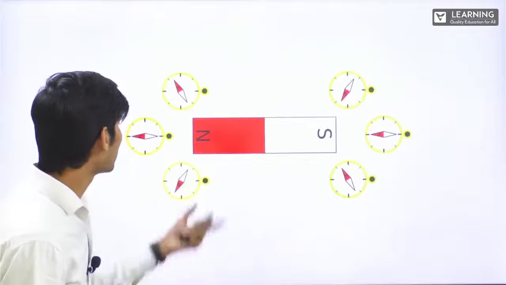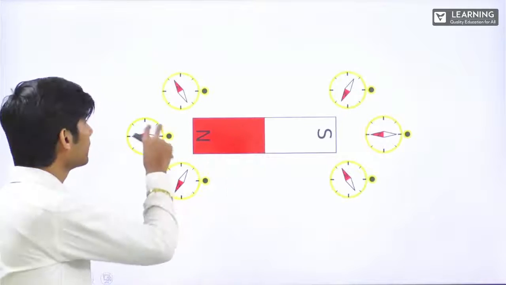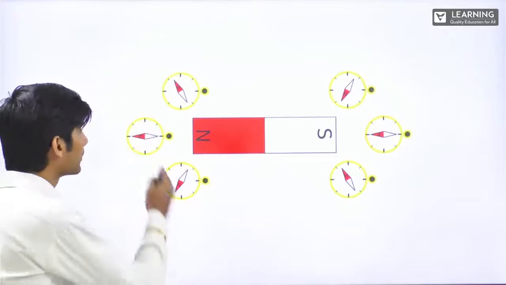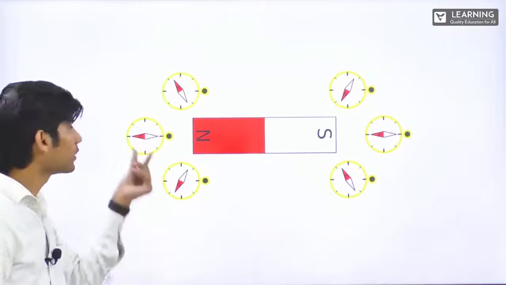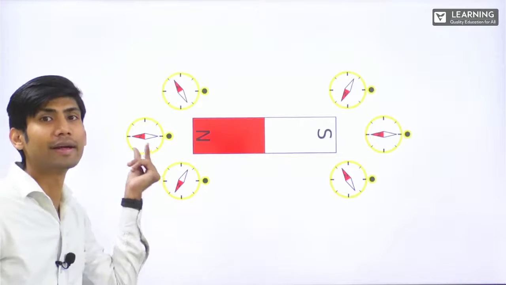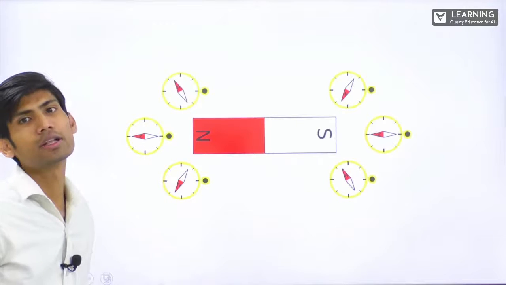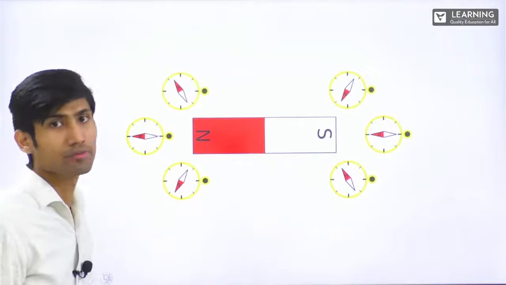Okay. So now, if there is a bar magnet, if you keep any magnetic compass near to it, what will happen? In a magnetic compass, one end, one side of the blade will always be colored with red. That blade actually tells the direction of the North Pole, geographic North Pole.